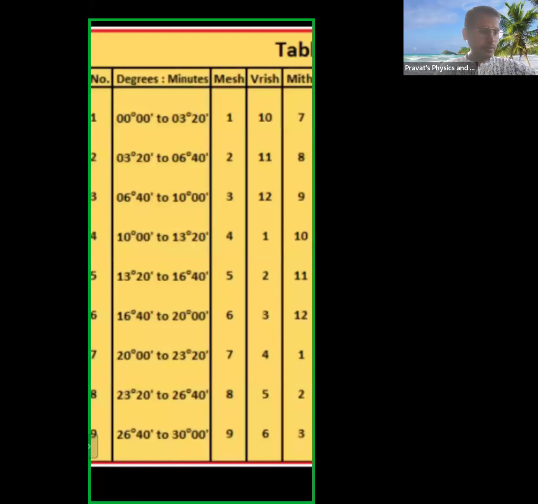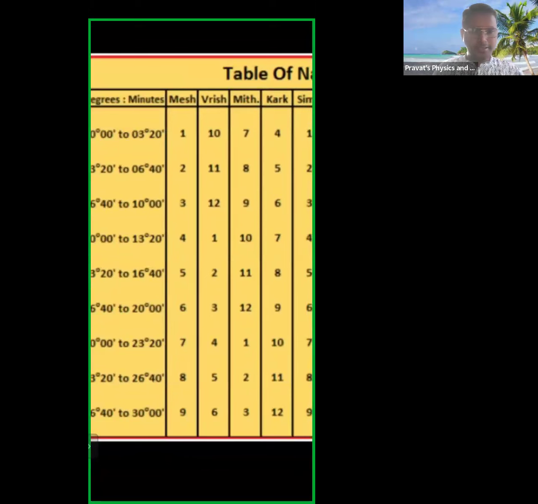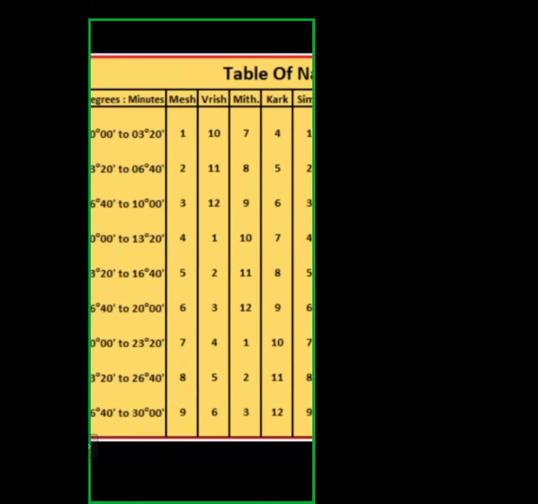So now let's come to this. Suppose you are going to divide 9 divisions of Aries, and tell me, to which sign will you give the first division? Aries only.